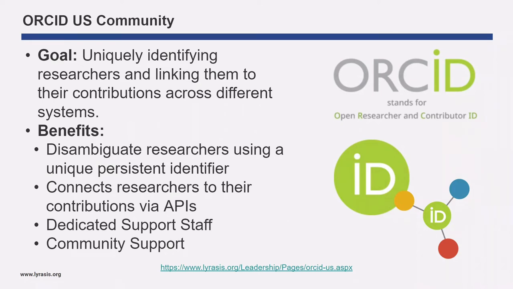ORCID disambiguates individuals through a unique persistent identifier and links them to various systems in the research life cycle. With ORCID being platform independent, different vendor and open source systems can link to ORCID through APIs. These links save time for faculty and researchers through an exchange of information to and from their ORCID record, and it streamlines organizational processes and workflow through connections across systems.